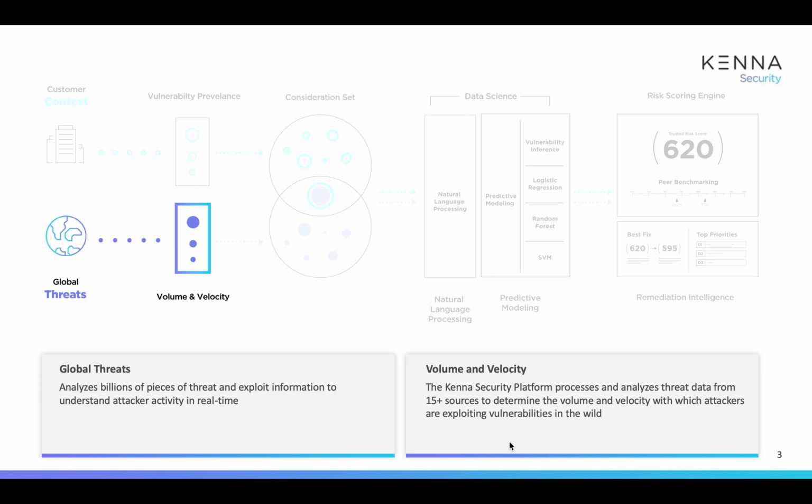Now, in addition to that internal security data, we also ingest threat and exploit information from more than 15 threat intelligence feeds to understand attacker activity in real time. We do this to understand what attackers are doing, how they're doing it, and the tools they're using to exploit vulnerabilities in the wild. We then assess this information through the lens of volume and velocity to determine which attacks pose the most urgent threat.